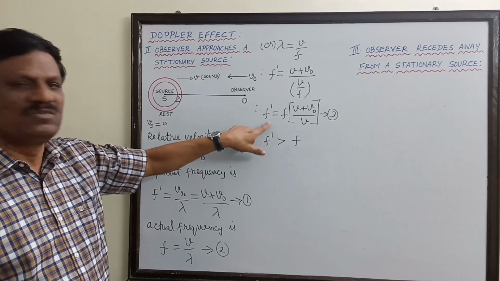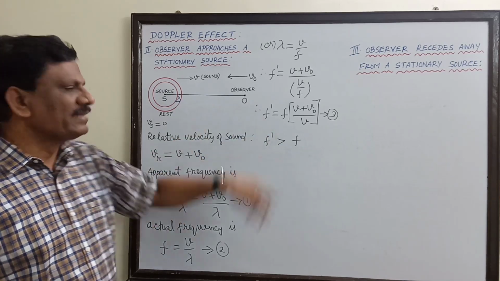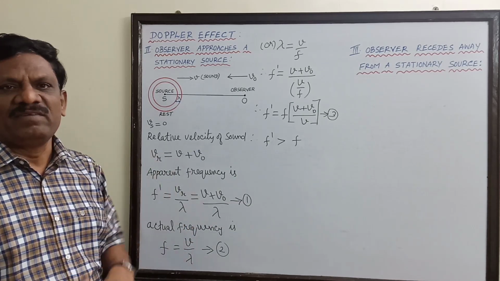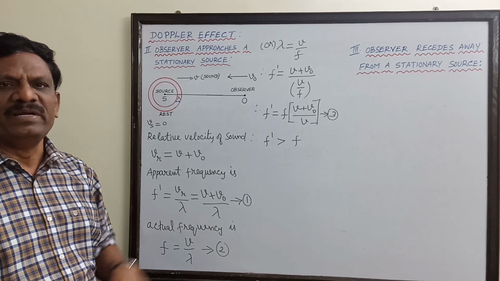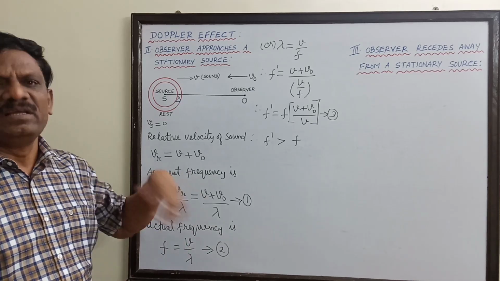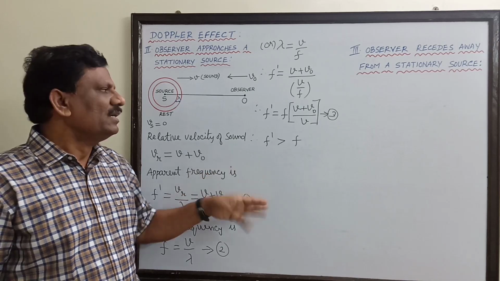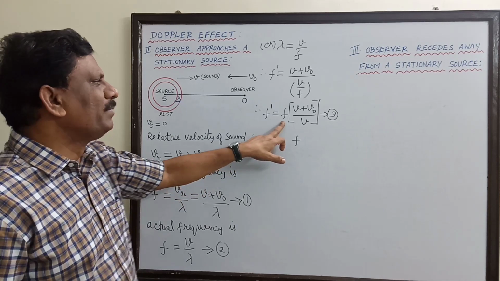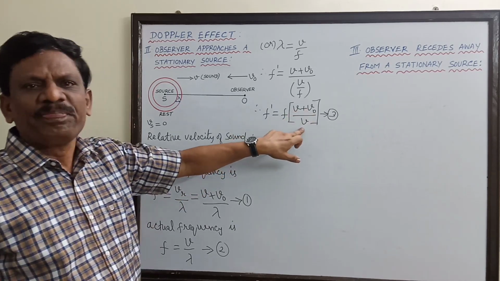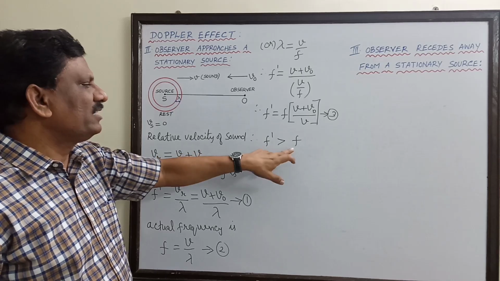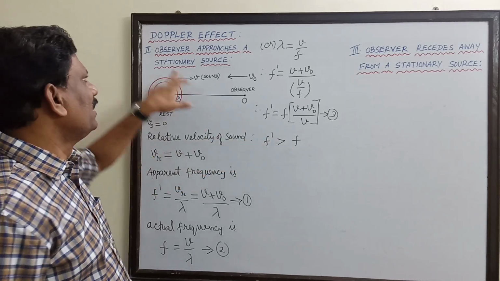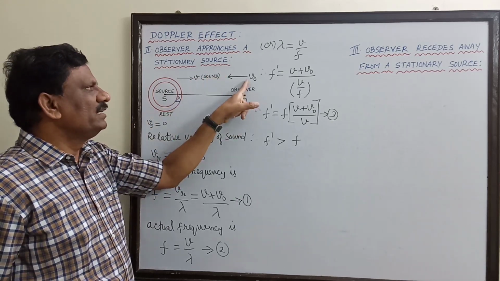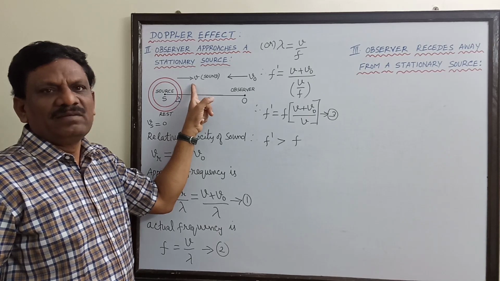Understand? So this equation is very important. In all the cases which we are going to discuss, I have considered the medium, air, through which the waves are traveling, to be at rest. So the velocity of the medium is assumed to be 0 for the derivations. So in this case, apparent frequency f dash is equal to actual frequency f multiplied by (V plus VO) divided by V. Understand? So f dash is greater than f, where the observer approaches a stationary source. Okay, his velocity is opposite to that of the velocity of sound.